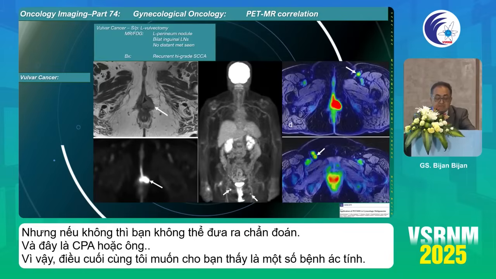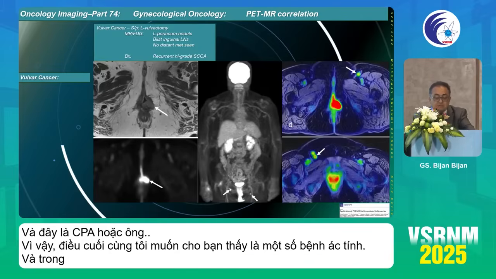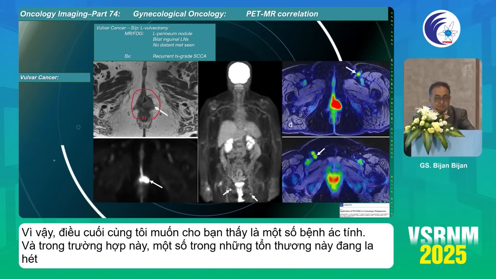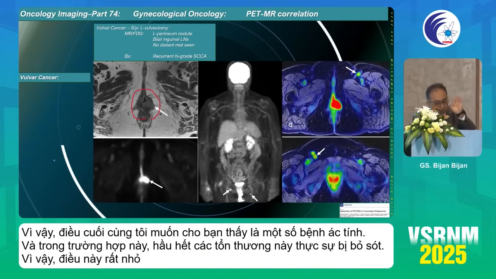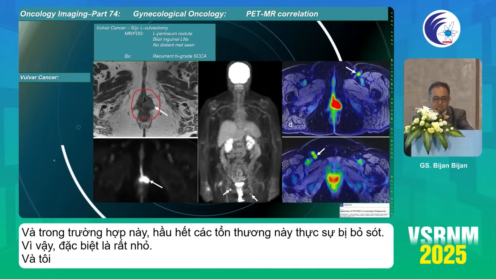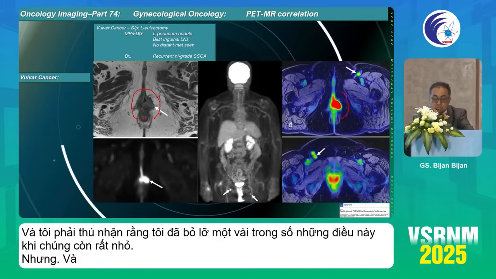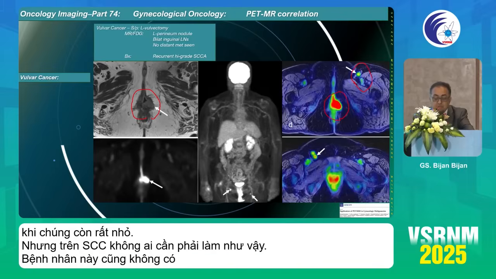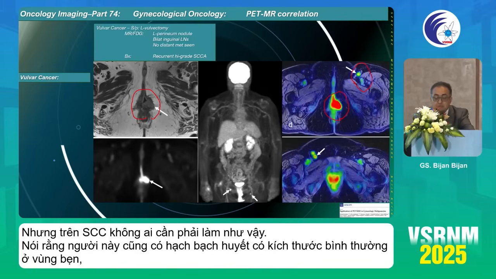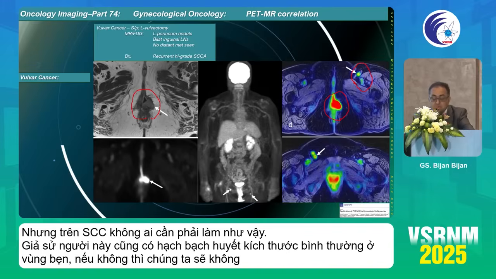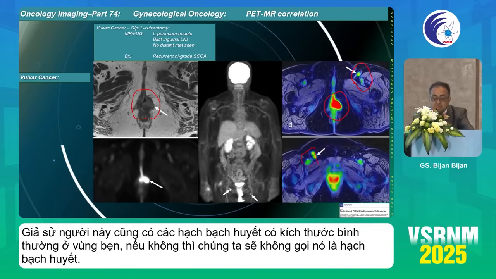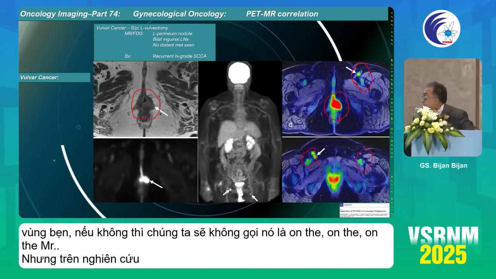In this case, most of these lesions, on screening, are actually missed, especially if they're small. And I confess I missed a few of these when they're very, very small, but on the FDG, nobody would miss this one. This patient also has normal-sized lymph nodes in the inguinal region, which otherwise we would not call on the MR, but on the FDG study, you can clearly see these abnormalities here.